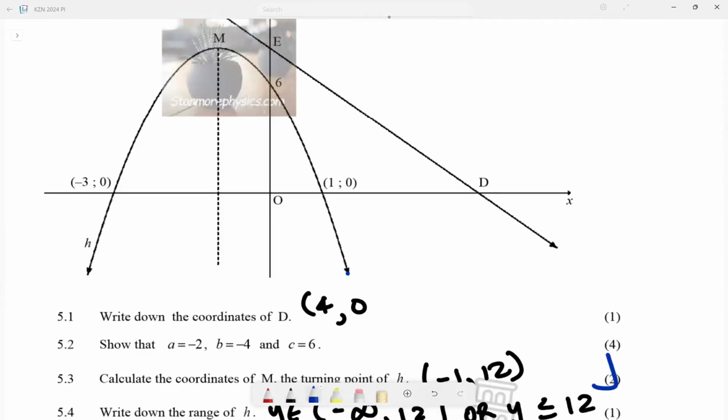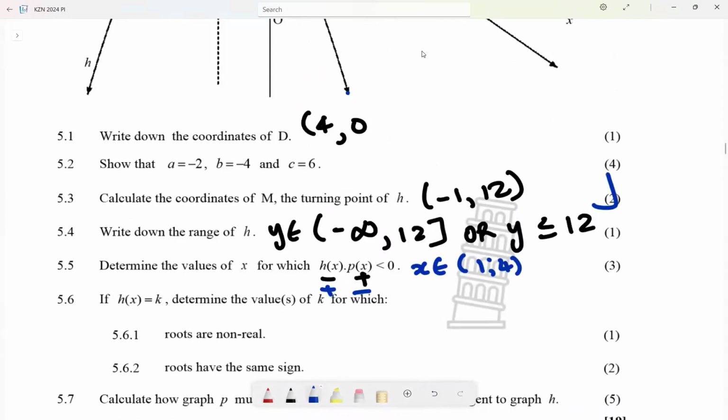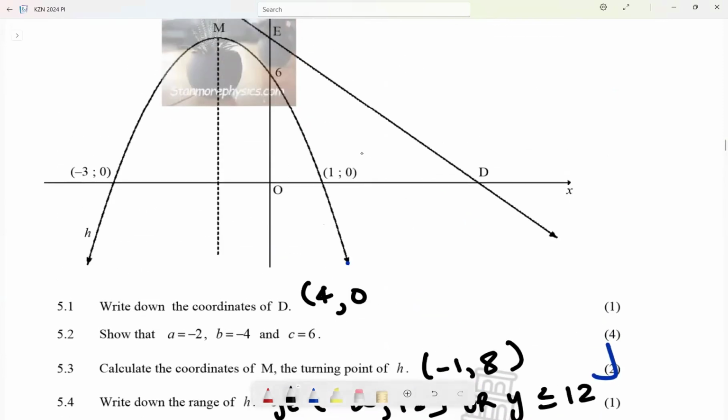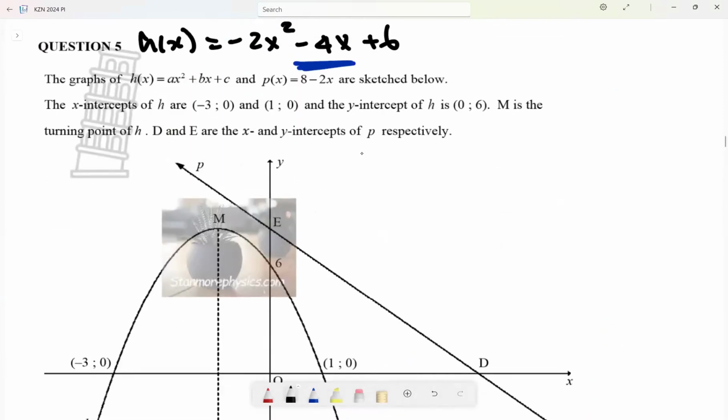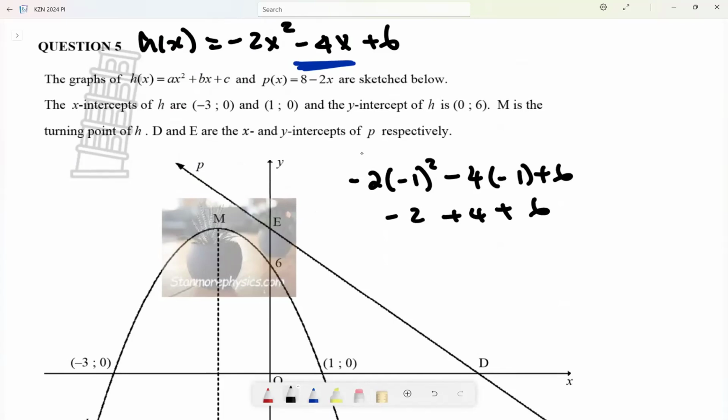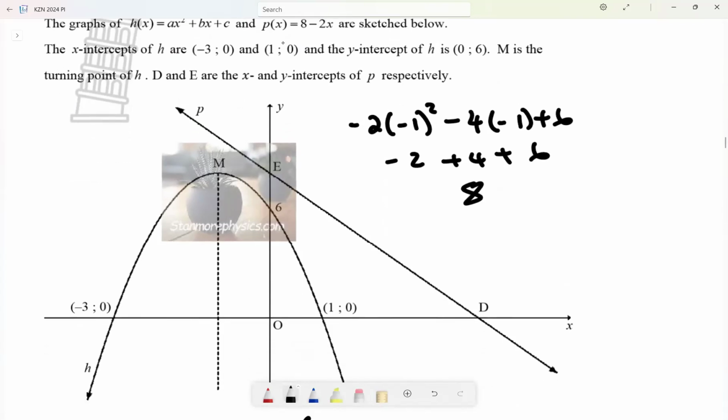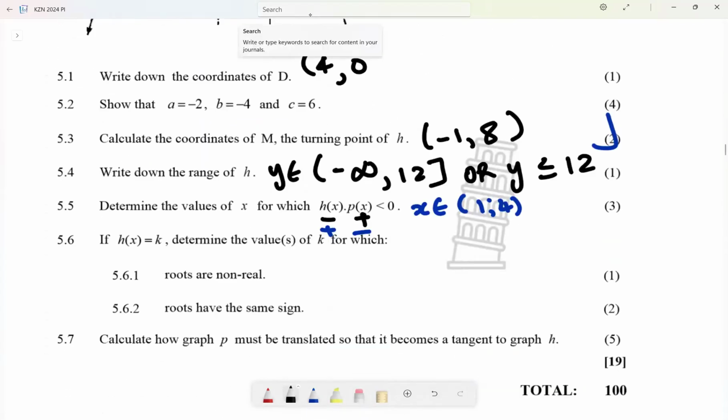Okay. So the turning point here, instead of 12, is 8. I just confirmed my calculation of the y value. When we substitute now into this equation, it is -2 into -1 squared minus 4 into -1 plus 6. So this will be -2 plus 4 plus 6. So this will give us 8. So it means now we'll just change a few things. Let's say this is 8.